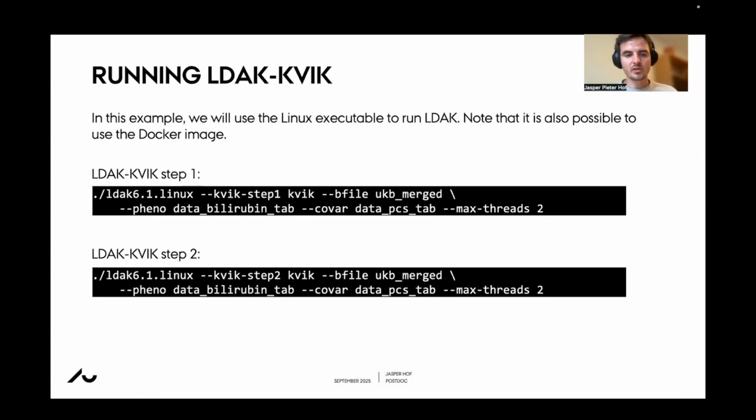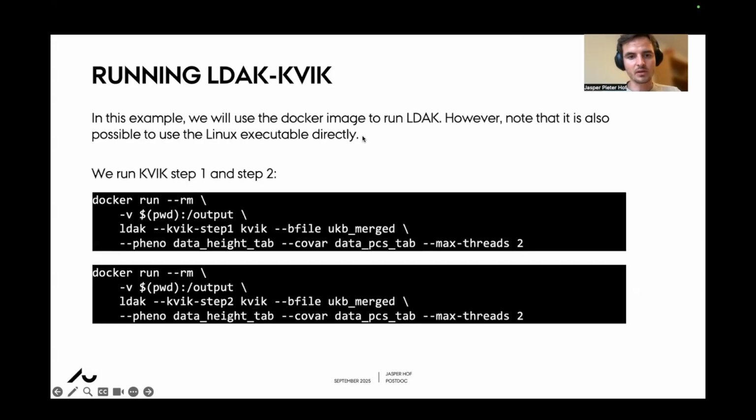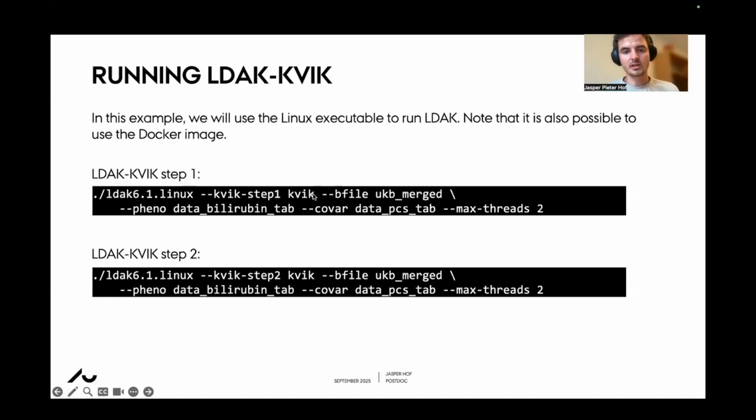So in this tutorial, we'll be using the Linux executable, which we've downloaded earlier in the tutorial. However, it's of course also possible to use the Docker image for running LDAK-KVIK. So when we wish to run LDAK-KVIK step one, we first specify that we're using the Linux executable, and then we include this flag KVIK step one. And then we just specify the name of our output. So we'll just put KVIK here for now. So this will be the base name of our output files.